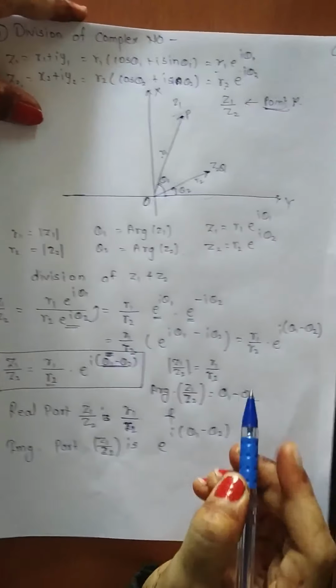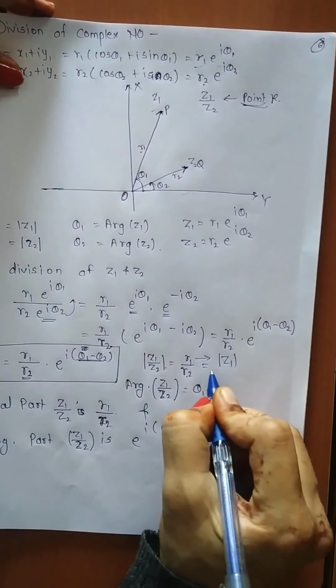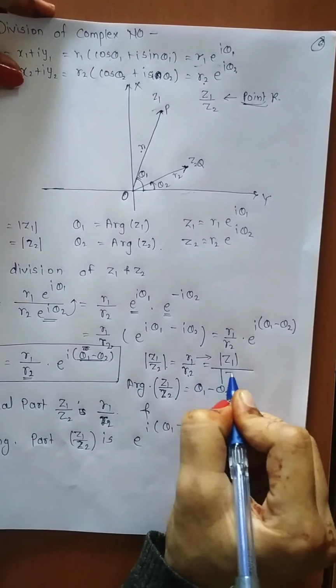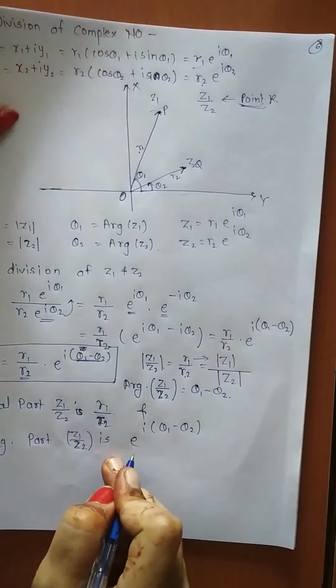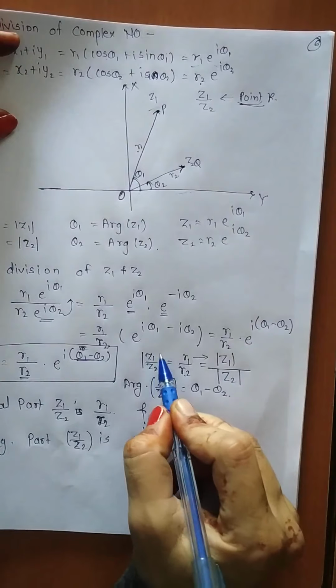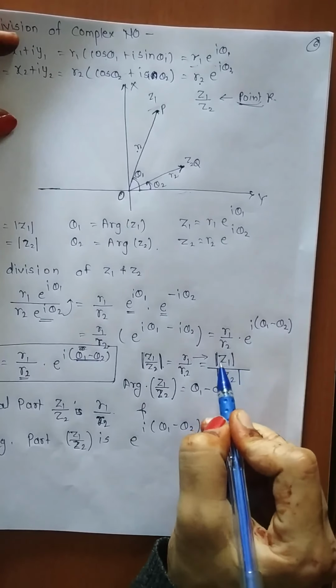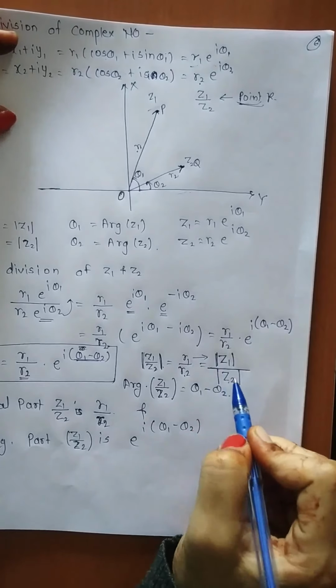So this can be written as, now what is r1? r1 is mod of z1, and what is r2? It is mod of z2. So we can write that the mod of the division of two complex numbers is nothing but the division of the mods of the two complex numbers separately.